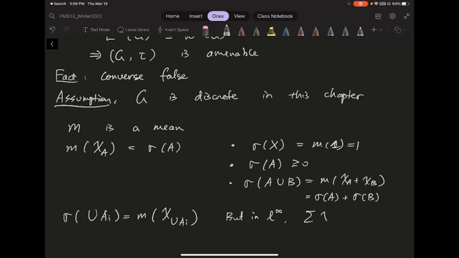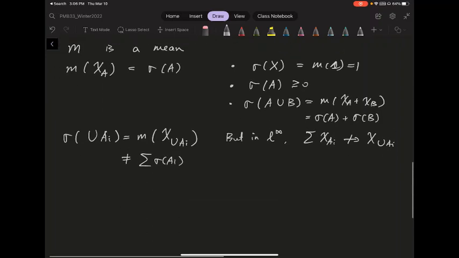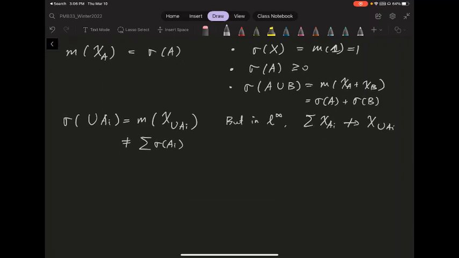The summation of the chi A_i does not converge to the characteristic function of their countable union, unless all of your tail is going to be the empty set, okay? Because as long as you have one entry that's different, that entry will return a value of 1, so your uniform norm will be 1, so it doesn't converge. Okay, so this is not equal to the summation of the sigma A_i. So you don't have the sigma additivity, you only have the finite additivity. So that's in fact where all the mean came from.